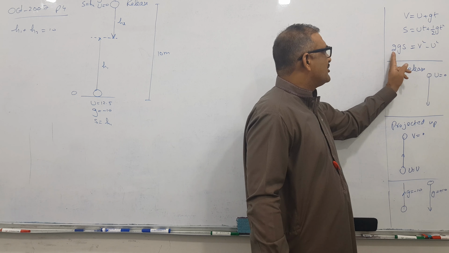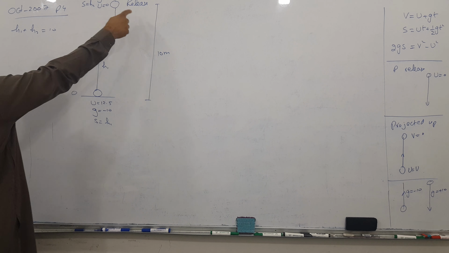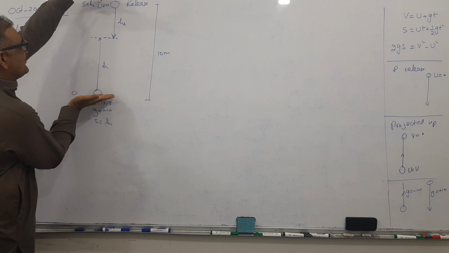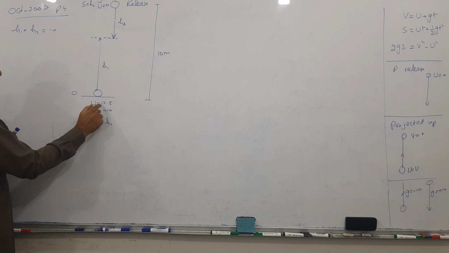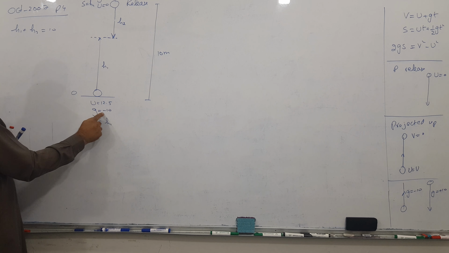So let's start. In this condition, we have one particle dropped from a height of 10 meters. One particle is released and one particle is thrown upward. The upward throwing speed is 12.5 and gravity is negative 10, and assume this is h1 because that is where they meet. The question is to find the height when they meet.